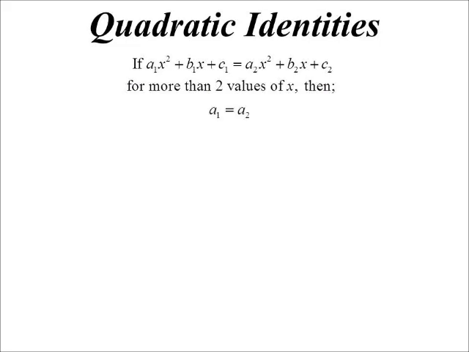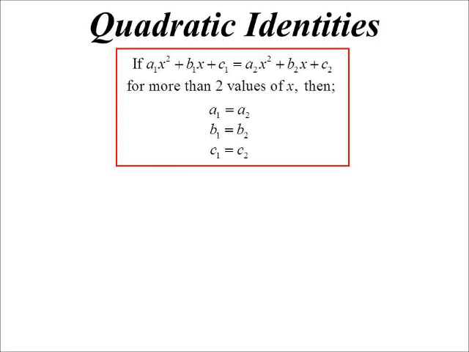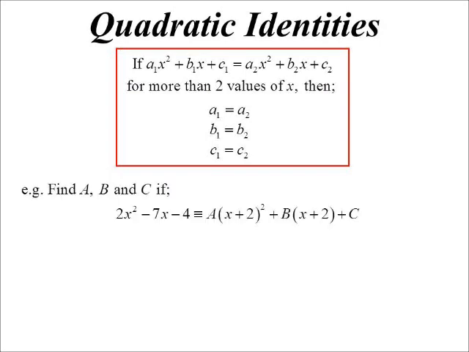Therefore, the coefficient of x squared must be the same on both sides, the coefficient of x must be the same on both sides, and the constant must be the same on both sides. So with this sort of question, you're looking for them to say that they're equal for more than two values of x. The other thing they might do is use the congruent symbol rather than the equal symbol. And if they're saying congruent, just like in geometry, it means these are exactly equal. They're identical. So here's a typical sort of question, and notice I've used the congruent symbol there.